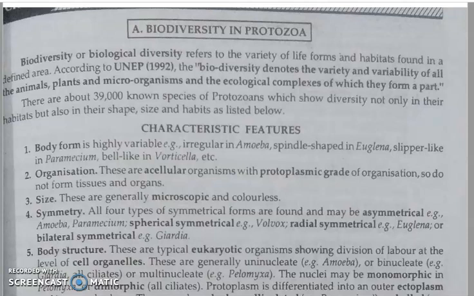Okay, today I will talk about biodiversity in protozoa. So, what is biodiversity? It's the total variety of life forms and habitats that is found in a defined area. So, it includes phylum Protozoa, which includes 39,000 known species of protozoa, and we will study their characteristic features.